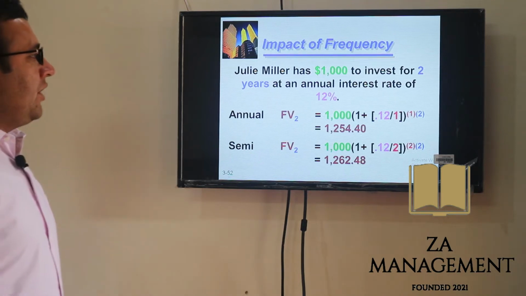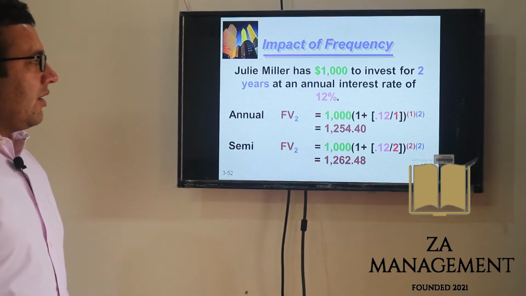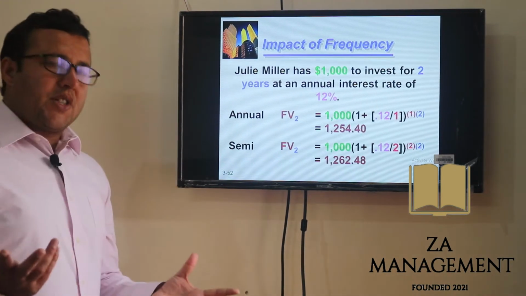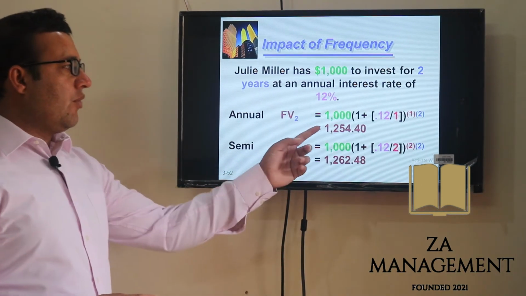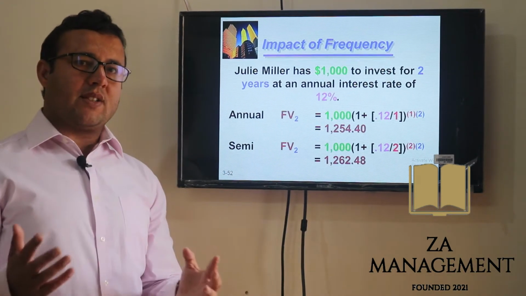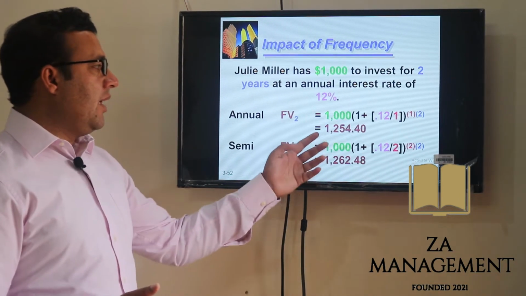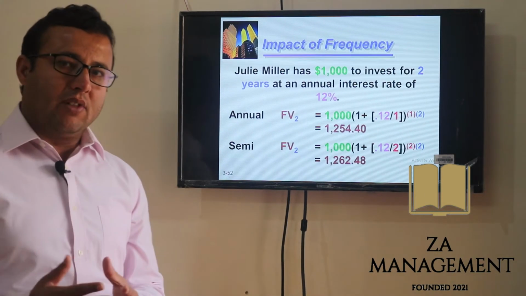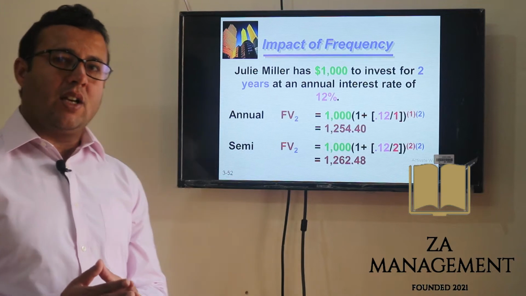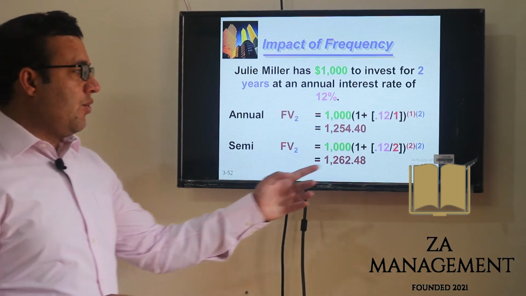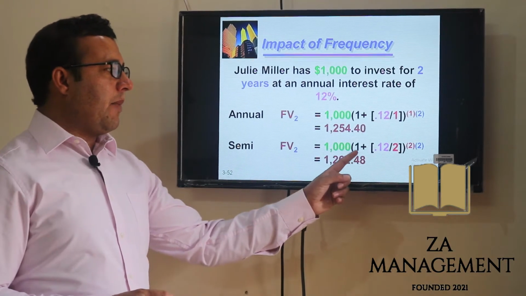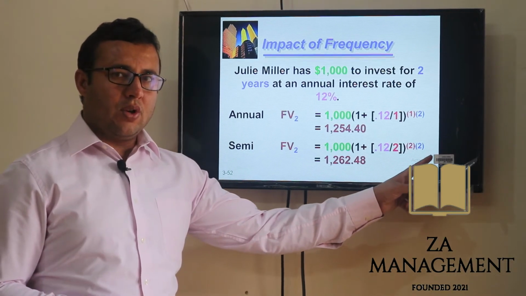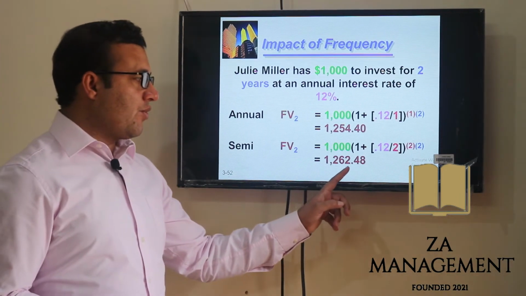Here we have an example. Julie Miller has $1,000 to invest for 2 years at an annual interest rate of 12%. If it is annual payments, its future value will be equal to 1000 times (1 + i) to the power n, so it will be 1254. But if the payment is semi-annual, meaning twice a year, then the value of m will be equal to 2. So we adjust this formula to (1 + i/2) to the power 2n, and its value will be equal to 1262.